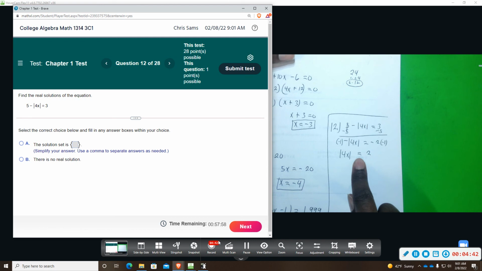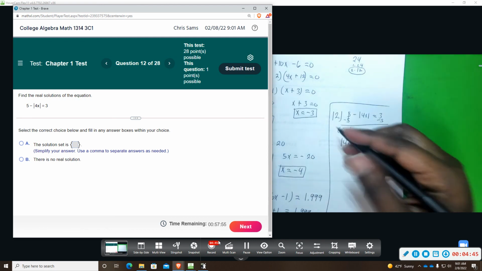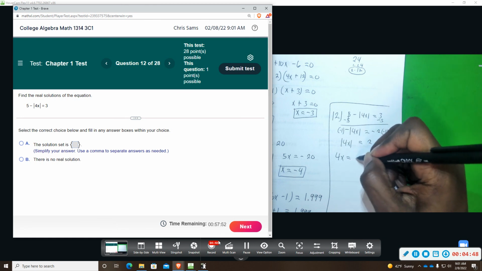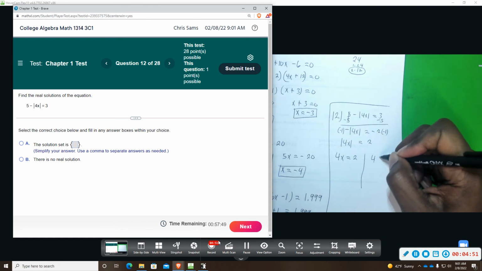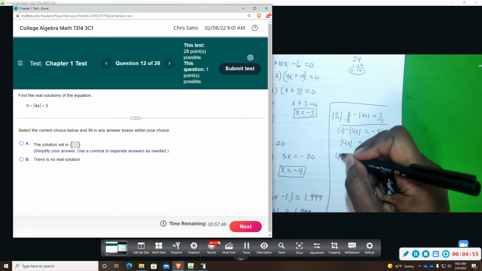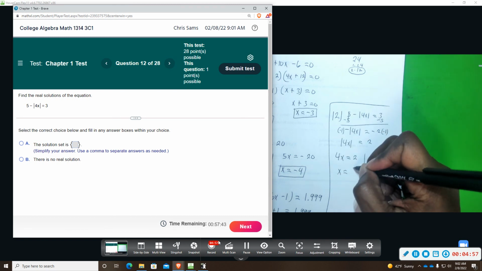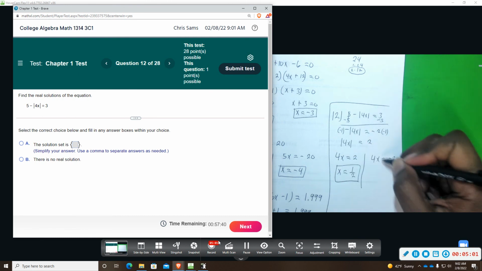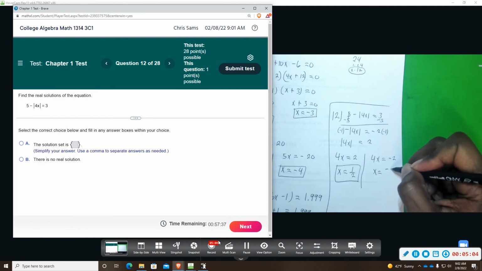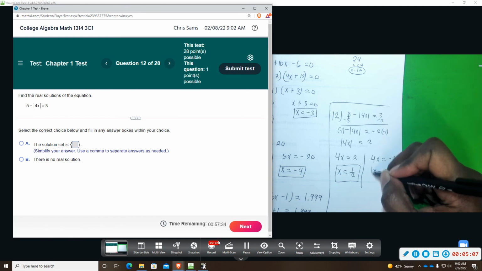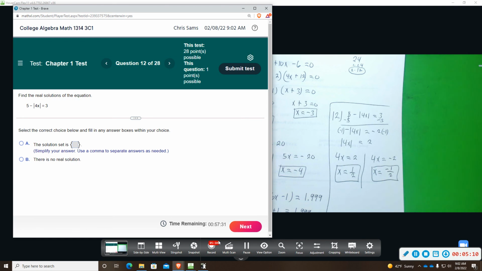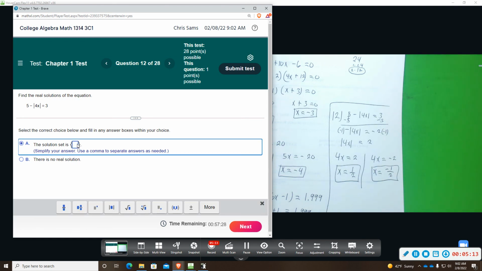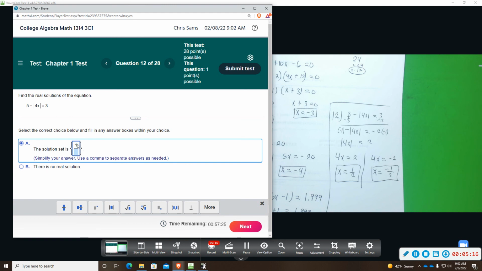So now this is in a setup that we can solve. Absolute value, we will solve it twice. So we have 4x equals 2 and 4x equals -2. Divide by 4, we get 2 over 4, or 1/2 when reduced, and divide by 4, we get negative 2 over 4, or negative 1/2. So the solutions are 1 over 2 and negative 1 over 2.